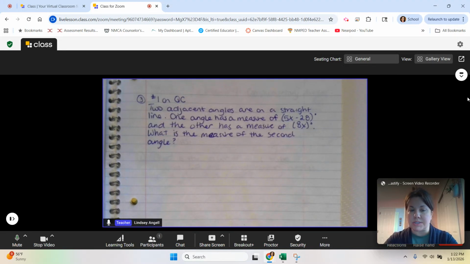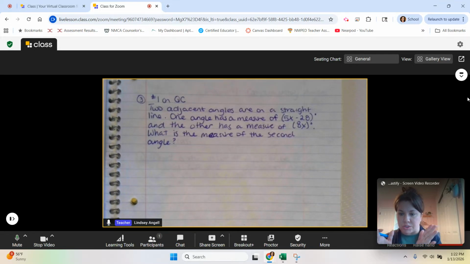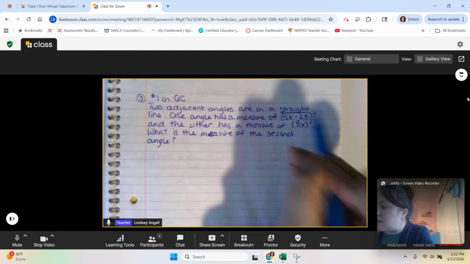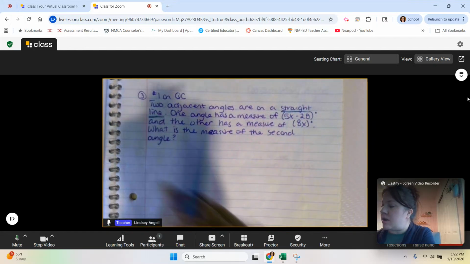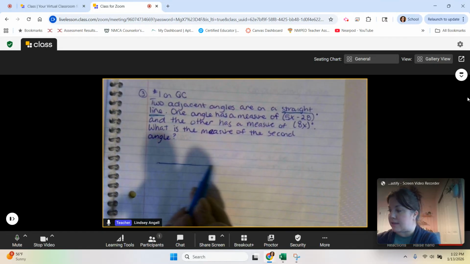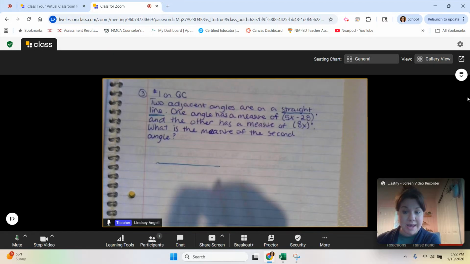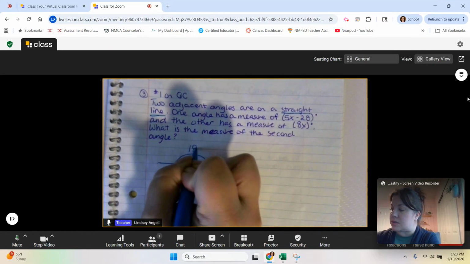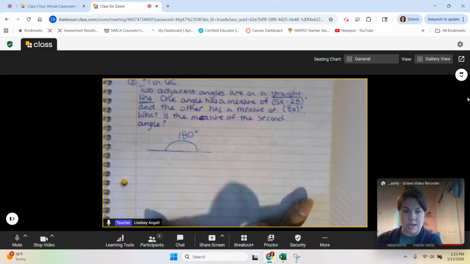So there's several things going on here. First off, two adjacent angles. We know that those share a side, right? But when they're smushed together, they create a straight line. Well, a straight line, that's a half circle. Or, hopefully, we know that that is equal to 180 degrees.